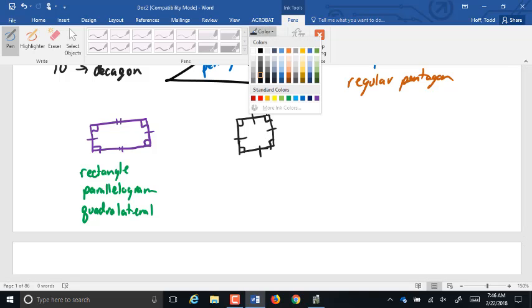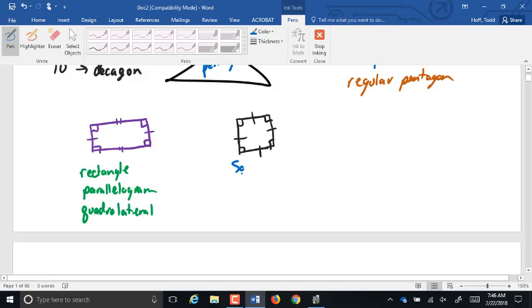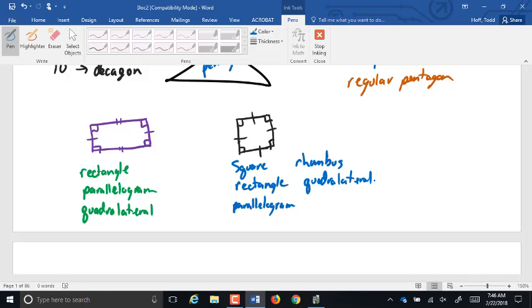How about this one? It's a square. What else? It's a rectangle. What else is it? Parallelogram. Also, it's a rhombus. Also, quadrilateral. Yeah, it fits a lot of different categories, doesn't it? A square fits every special category.